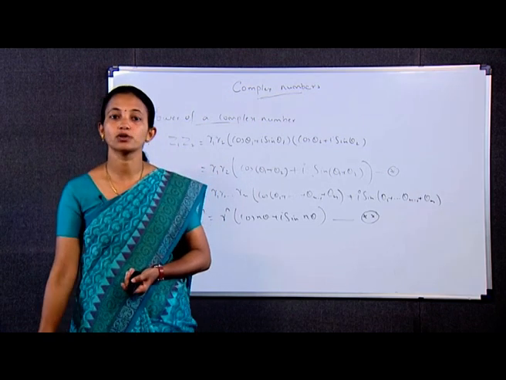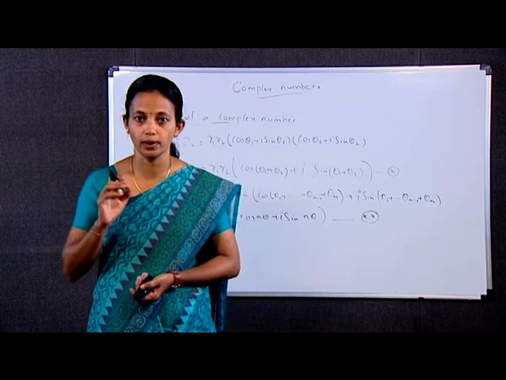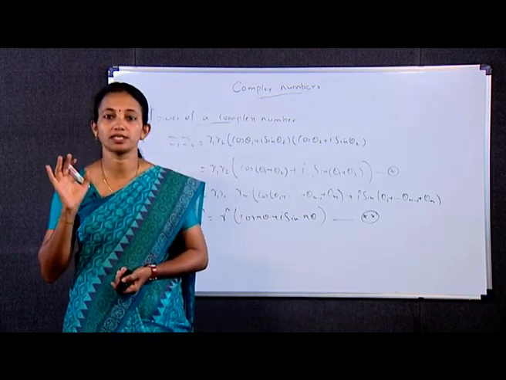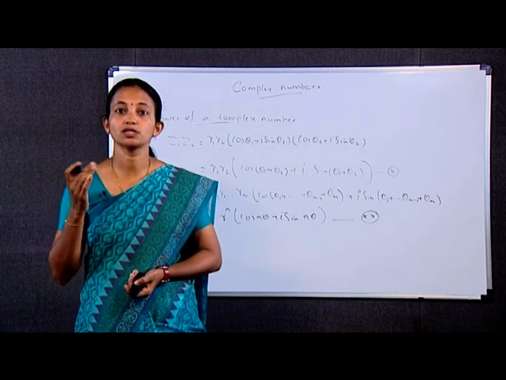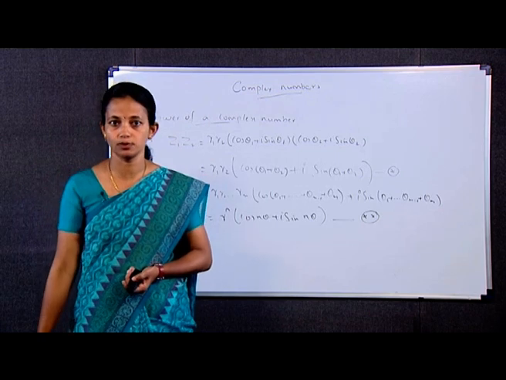When n is equal to 0, with the convention that z raised to 0 is equal to 1 for a non-zero complex number z, it follows that z raised to 0 is equal to 1, which we can write as 1 into (cos 0 plus i sin 0).